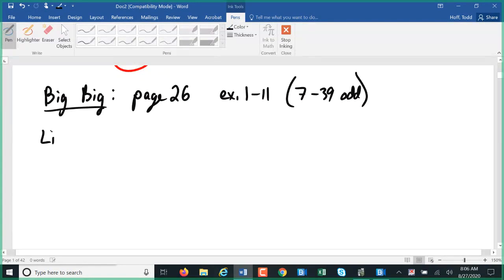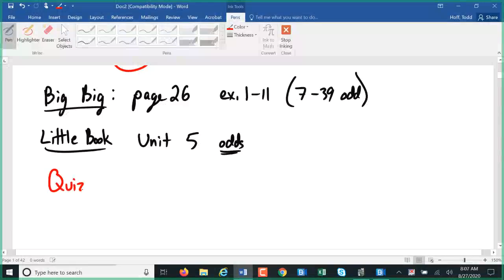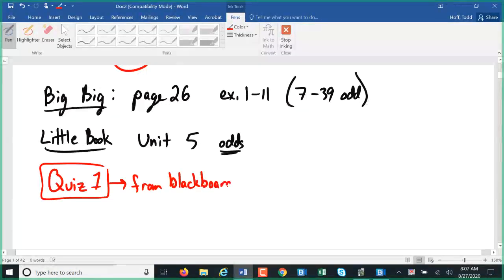And also in the little book, it's Unit 5, also the odd numbered problems. And those solutions are still in the back of the book as well. And then, again, sometime today, make sure you get that quiz 1 from Blackboard. Complete it and submit it in Blackboard.